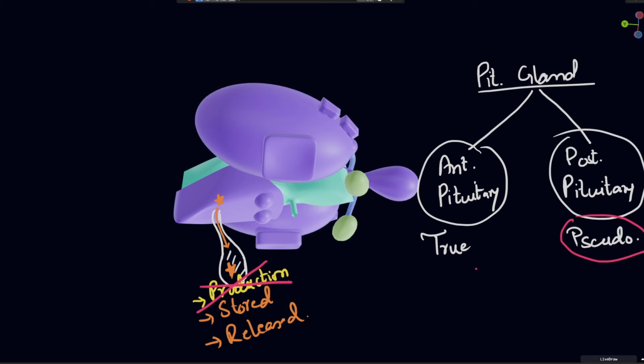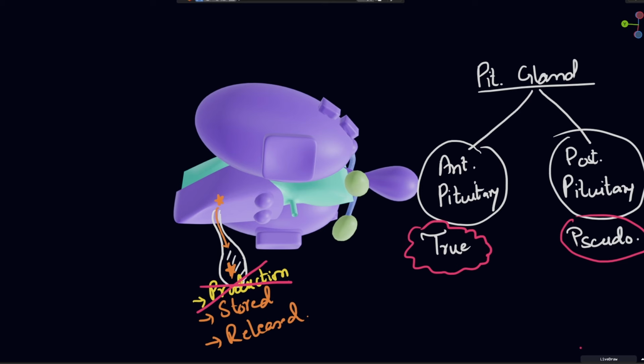But opposite to that, the anterior pituitary is actually the true gland. It actually synthesizes, or produces, as well as stores, and also has the function to release the hormones whenever needed. So all three functions are there in the anterior pituitary. So it is actually the true gland. It is involved in synthesis of hormone, while the posterior pituitary is not involved in synthesis, but is only involved in storing and release of hormones. So this is the basic concept that you must first understand.